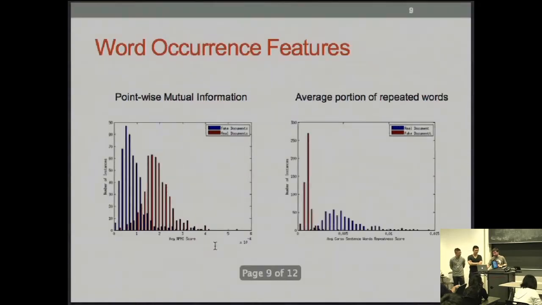There were other features that we used that actually achieved better separation, like the average portion of repeated words. It also separates almost perfectly, but in reality, when we combined all of them, it didn't work as well as the perplexity computed from the 3-gram and 4-gram models.